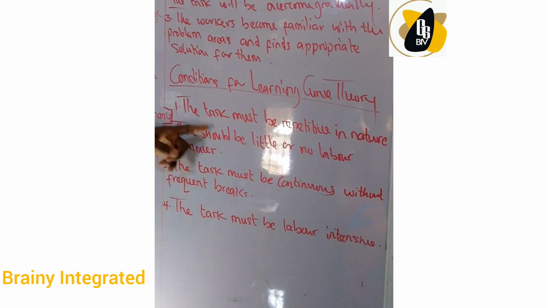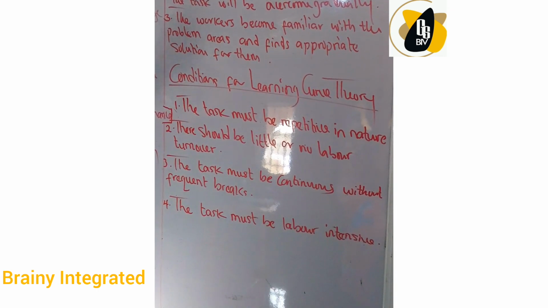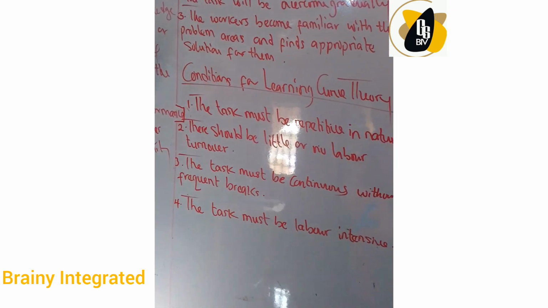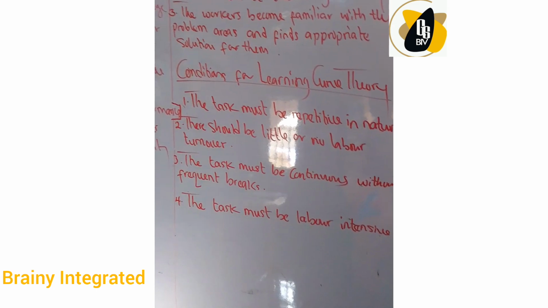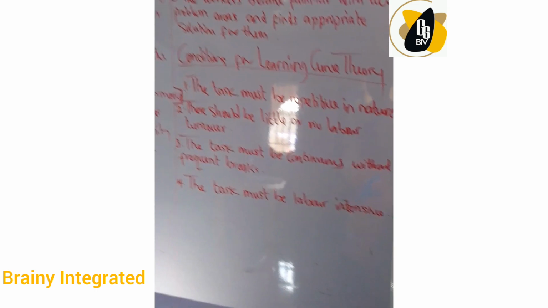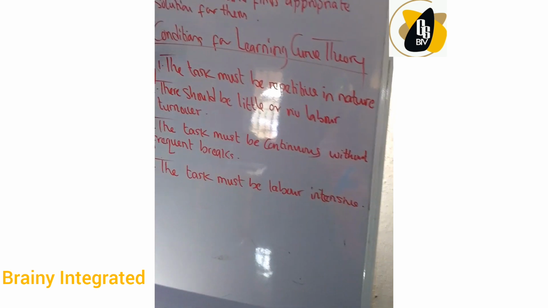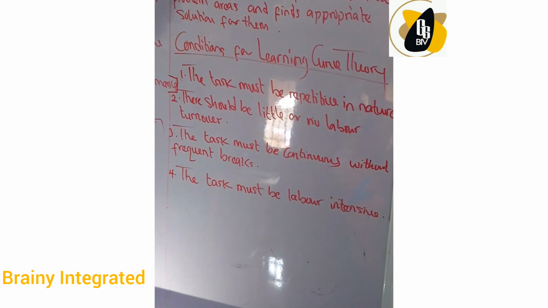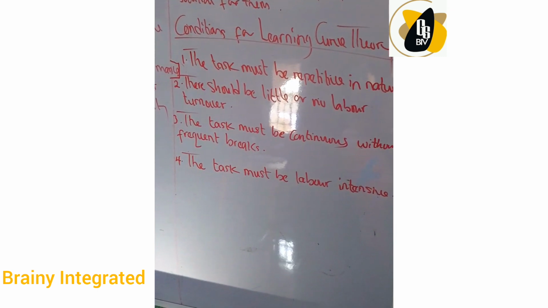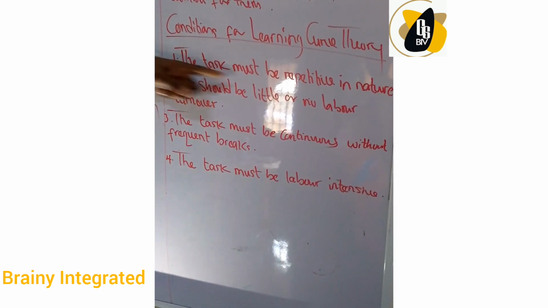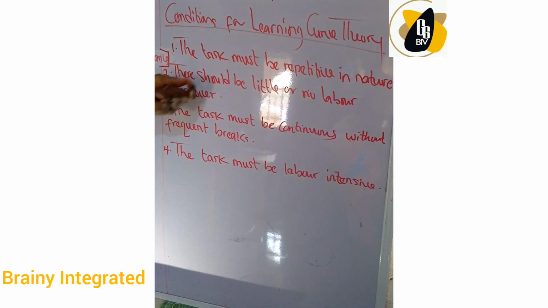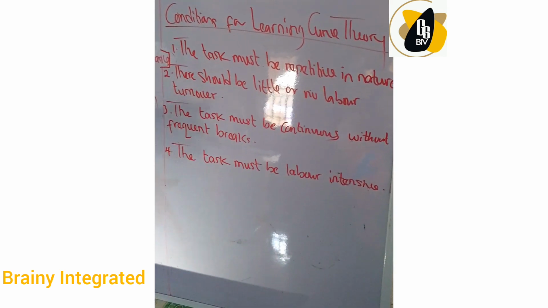Number one, the task must be repetitive in nature. The task must be what? It must be repetitive in nature. If the task is a one-off task, there won't be learning, because the child or the person or the production manager or the workers would not have the opportunity to redo such a task. So it must be repetitive in nature.